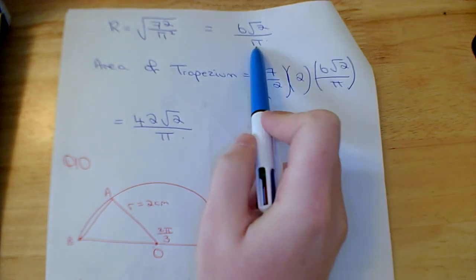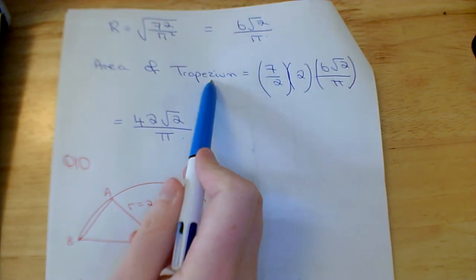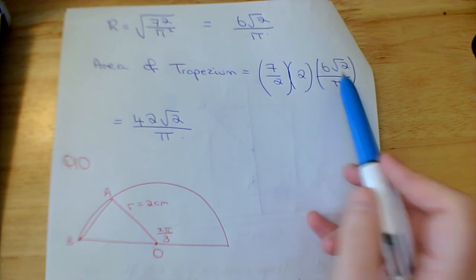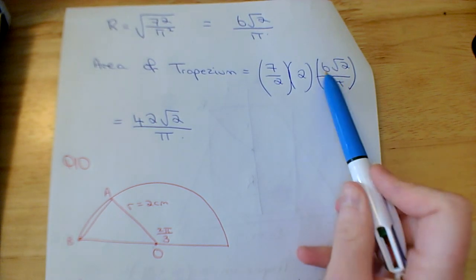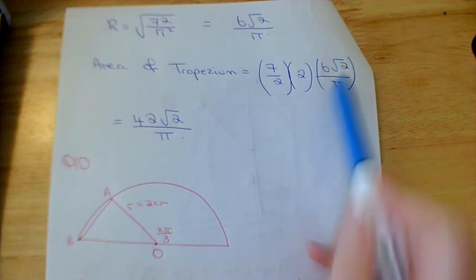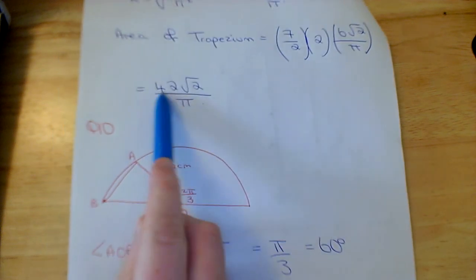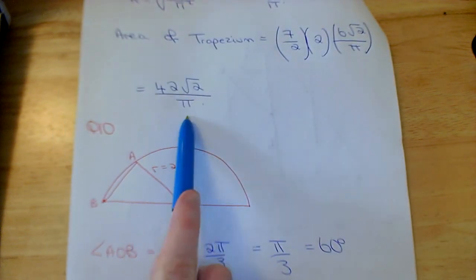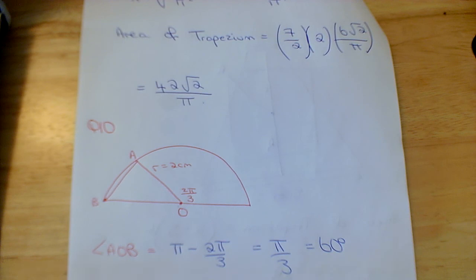So then my area of the trapezium, we've already figured this out, and here I have 6 root 2 over pi, so 2 times this, and then I have 42 root 2 over pi. And that's question 9 completed. Here I have then question 10.